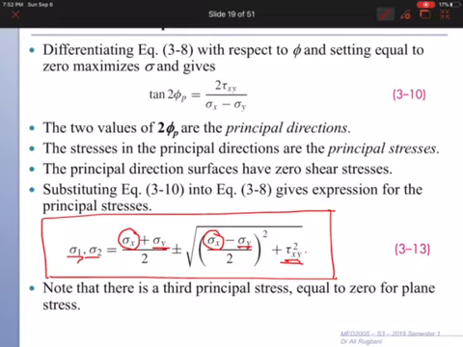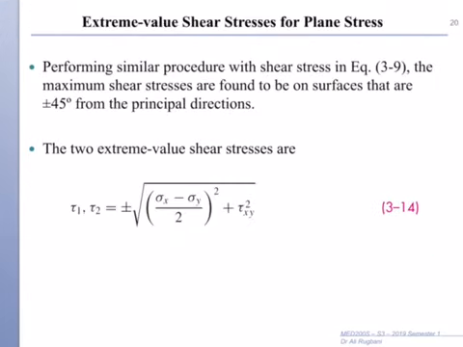We have two values because there is plus and minus. So you use plus, you get sigma 1, you use minus, you get sigma 2. Two values for principal stresses. For shear stress, it is basically the second part of the formula. So shear stress is one value, the maximum shear, and it can also be calculated using sigma x, sigma y, and shear stress.